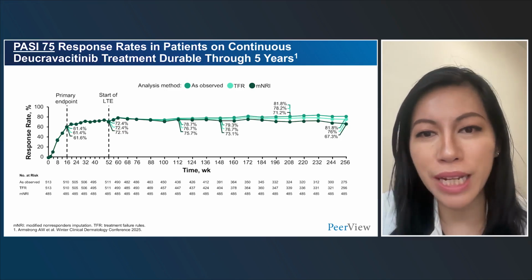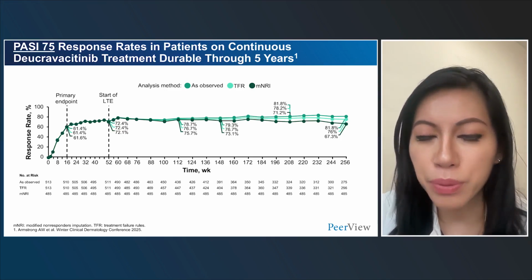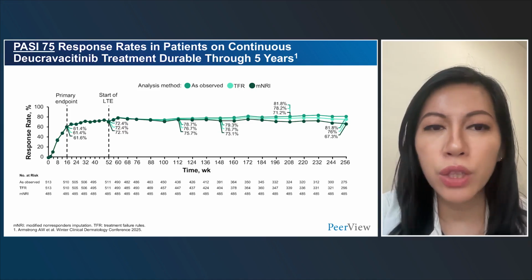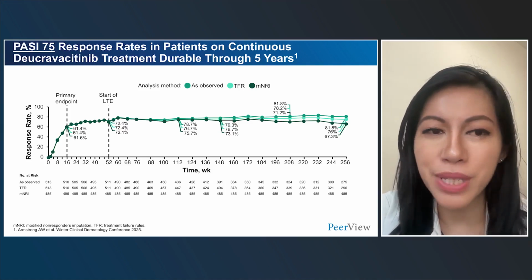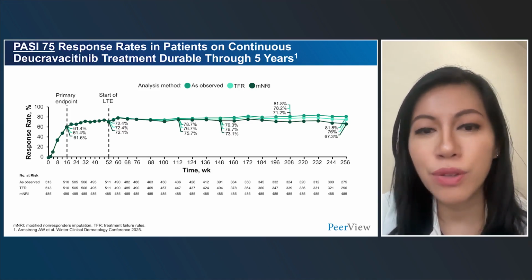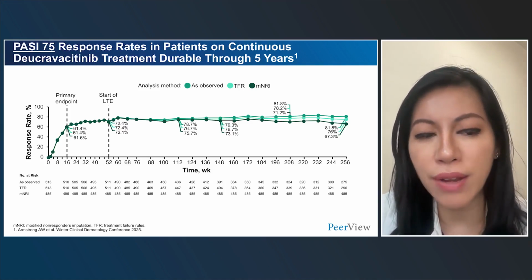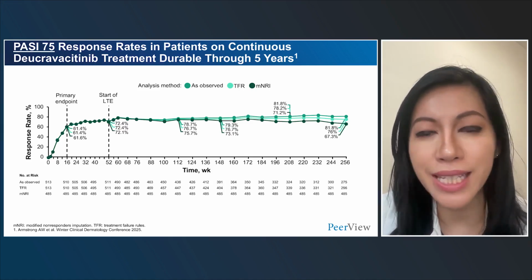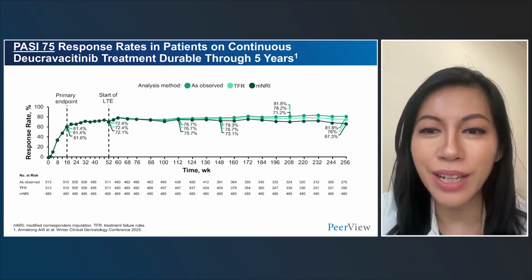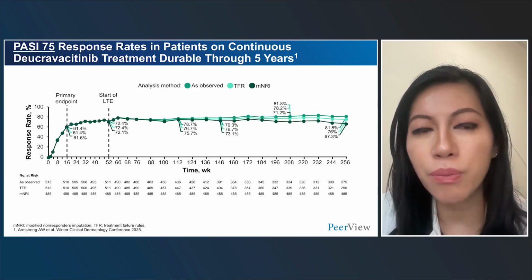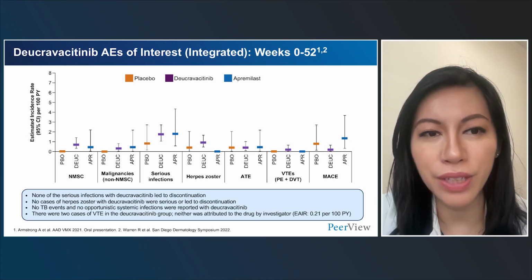How about long-term data? We now have 5-year data with deucravacitinib. It has been approved for a while now. And when we look at the 5-year data, we learned that about 75% of the patients will maintain PASI 75 around 5 years. So if your patient has good response to deucravacitinib to start with, the likelihood of them maintaining that good response is high. And again, it's what I call 75% on 75. So about 75% of the patients will maintain PASI 75 through 5 years.